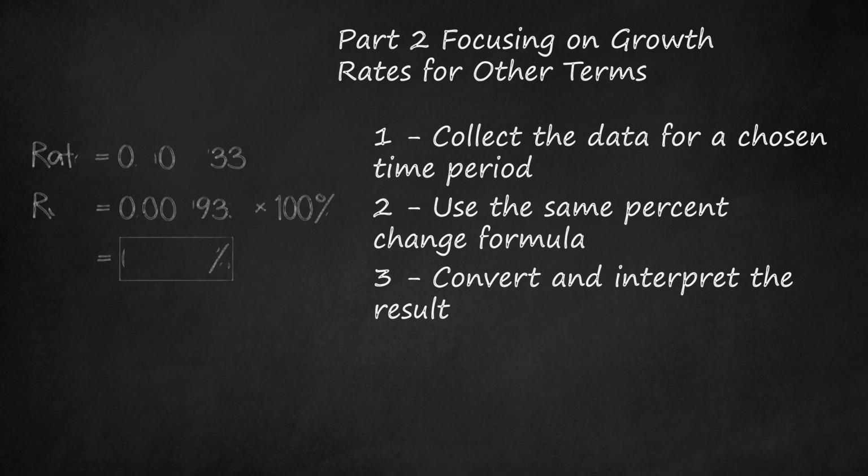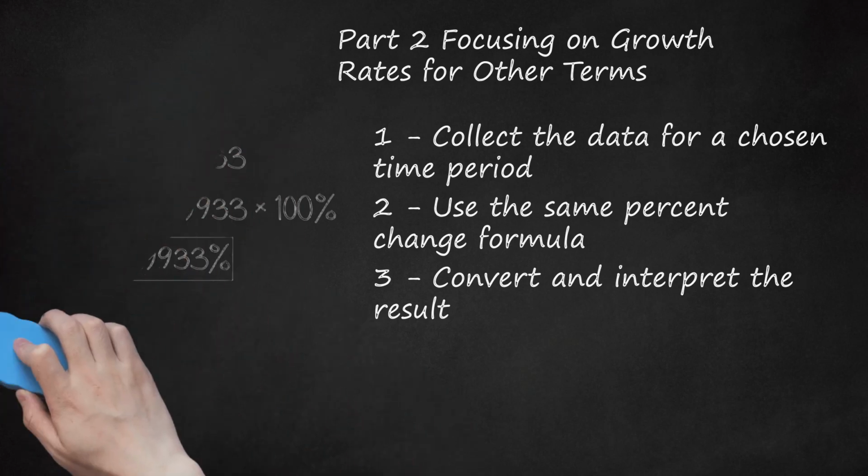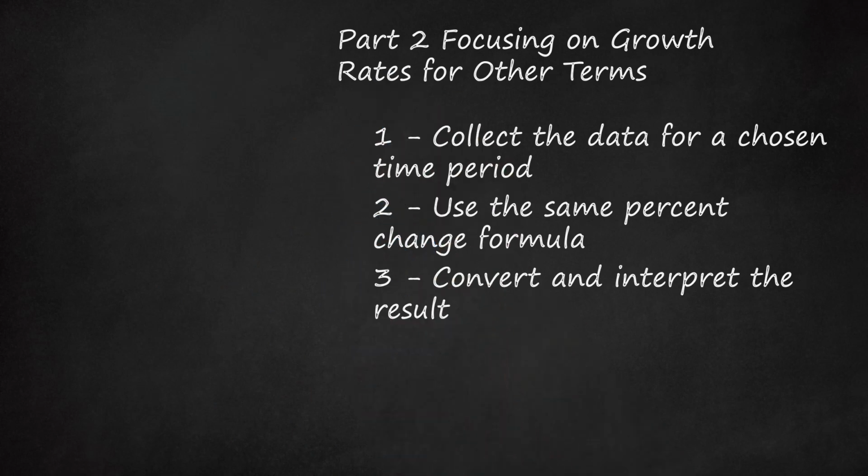Finally, use the figure that you obtain from the calculation and convert it to a percentage by multiplying by 100%. The result is the growth or decline of the GDP over your selected time period. For the final 2 quarters of 2016, this calculation is 0.009933 times 100% equals 0.9933%. You would report that the GDP increased by 0.9933%, or almost 1% over the given 2 quarters.